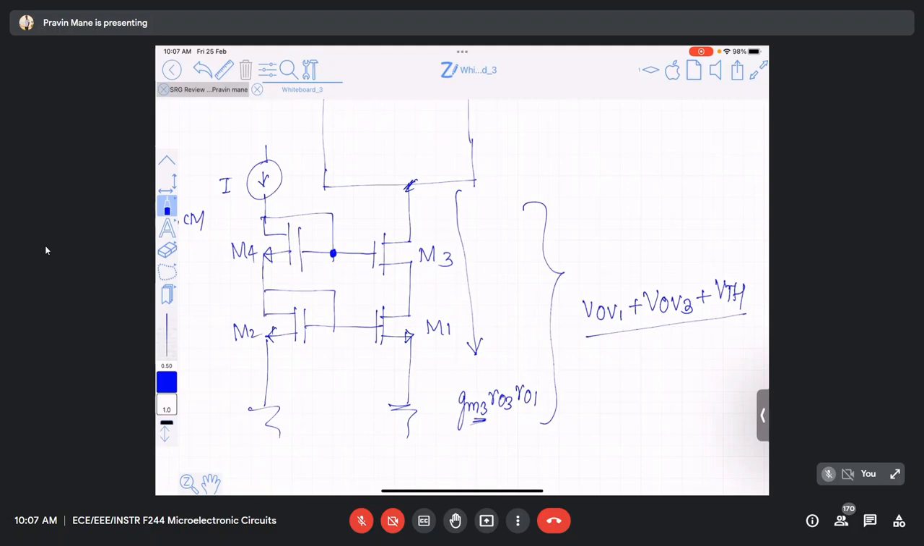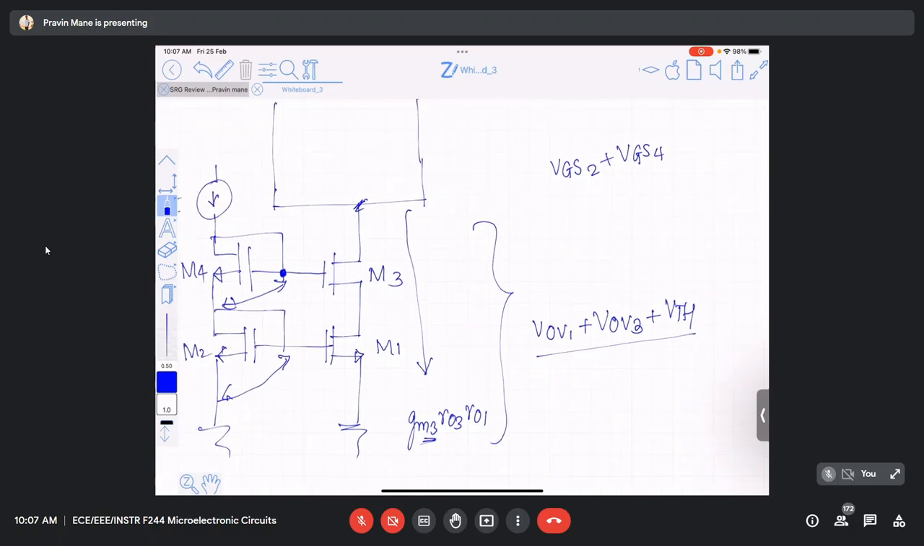What is the voltage at this point? It is VGS2 plus VGS4, right? Yes. And you know that in order for M3 to operate in saturation, what should be the voltage at the drain of M3 with respect to the gate? So it should be greater than VOV. So it is VGS2 plus VGS4 plus VTH3, should be the value.